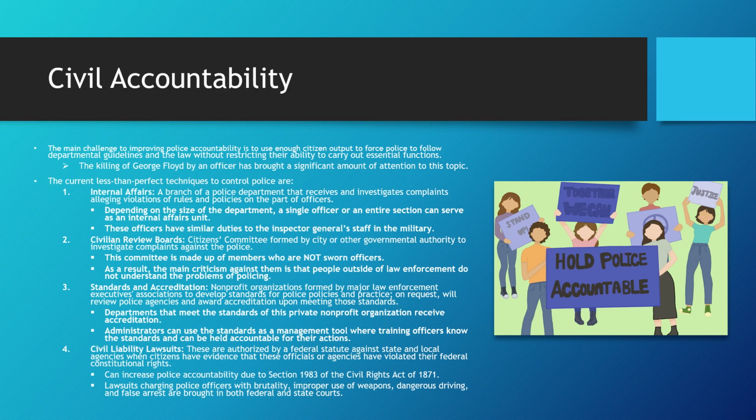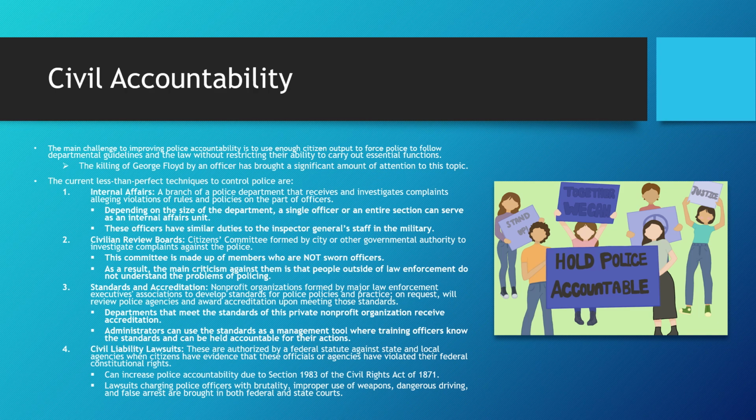The third technique is standards and accreditation. These are nonprofit organizations formed by major law enforcement executives and associations to develop standards for police policies and practice, and on request will review police agencies and award accreditation upon meeting those standards. Departments that meet the standards of the private nonprofit organization receive accreditation. Administrators can use the standards as a management tool, where training officers know their standards and can be held accountable for their actions. The fourth technique is civil liability lawsuits.